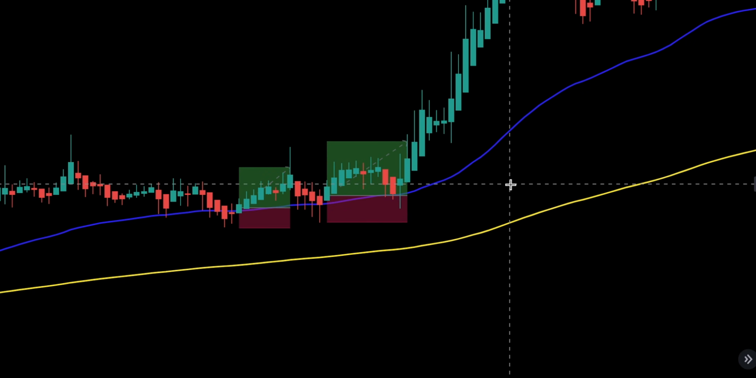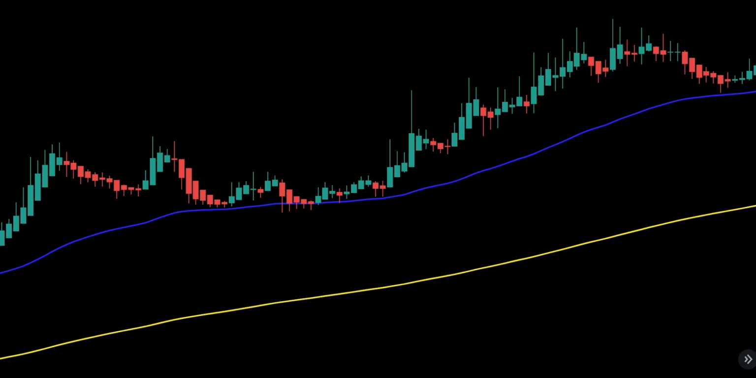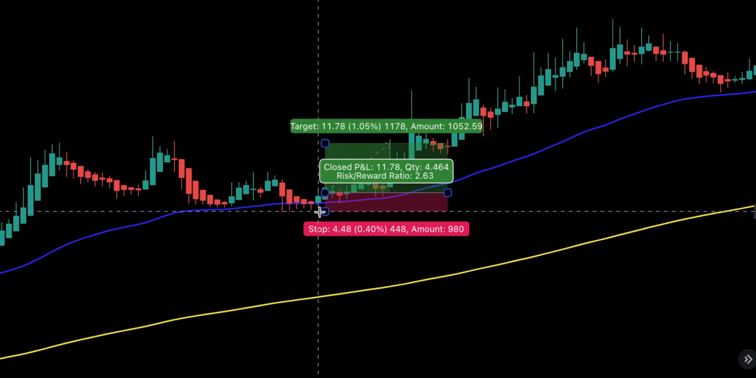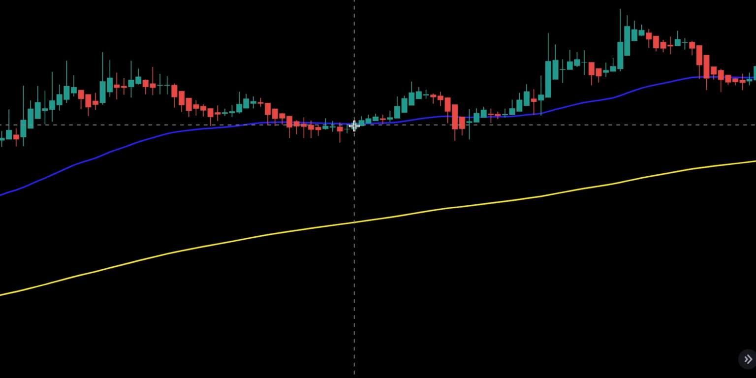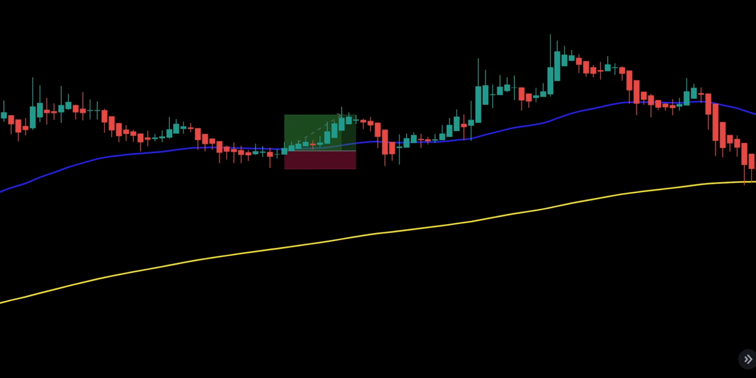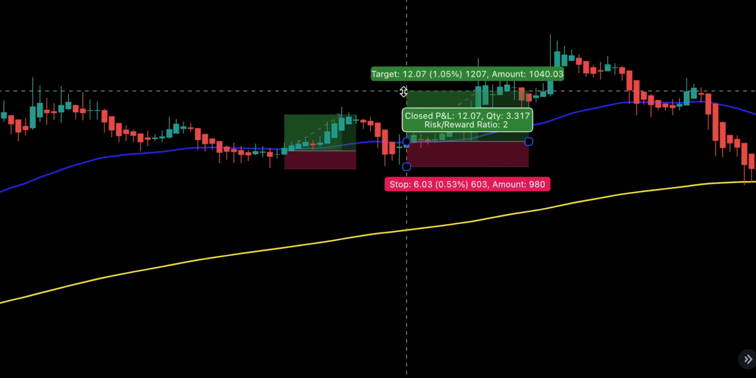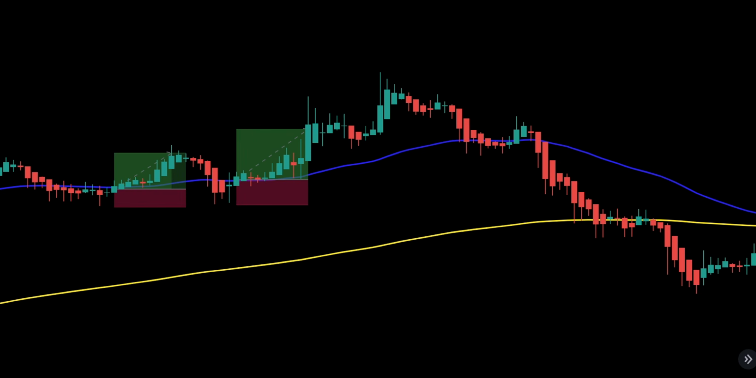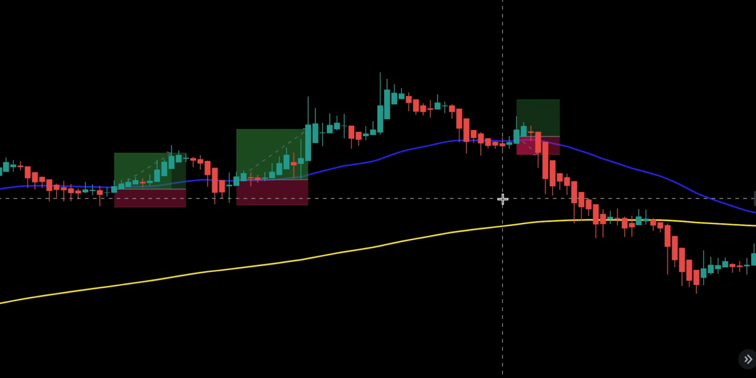As you can see, this strategy is fairly simple yet really profitable, and this happens over and over again. Of course, you will encounter losing trades, but as we all know, the losses are part of the game. It's all about how we manage our risk.